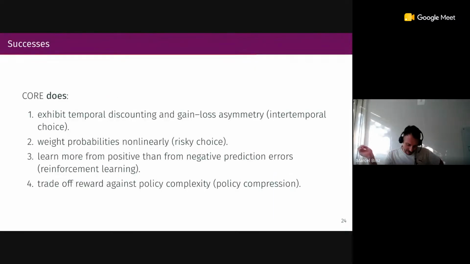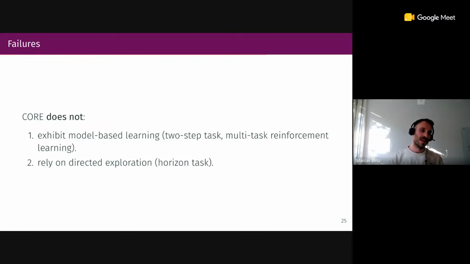Just to give some examples, I don't have the full list here, but I cherry-picked a few that I found interesting. We found, for example, that the core model exhibits temporal discounting. It has this gain-loss asymmetry that you find in people, in particular in intertemporal choice tasks. It weighs probabilities non-linearly, for example, in risky choice experiments. It learns more from positive than from negative prediction errors. This is sometimes called an optimism bias in reinforcement learning. And it trades off reward against the policy complexity that's applied to get this kind of reward. This is sometimes known as policy compression.